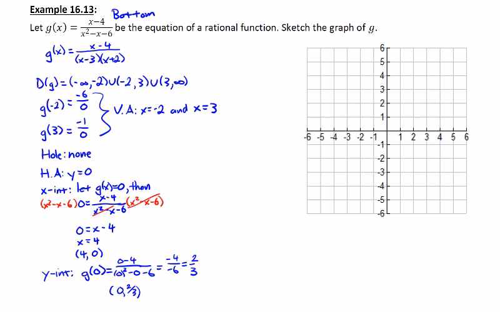Let's go ahead and plot what we have before moving on to the t-chart step. Most recently, y-intercept, that's at (0, 2/3). X-intercept is going to be at 4. And vertical asymptotes, we have 2. We have one at negative 2, and we have one at positive 3. And then the horizontal asymptote is going to be y equals 0.